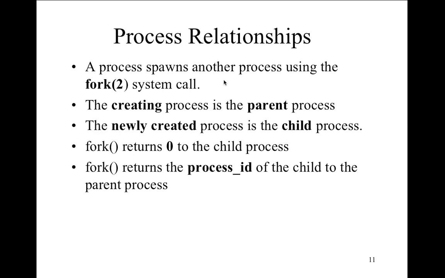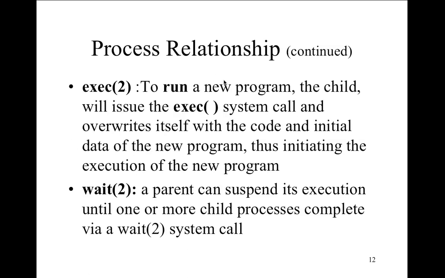So fork returns 0 for a child process, and it returns the process ID of a child to the parent process. So parents can keep track of children. Children don't really know anything about anything else. They run. When they die, execution goes back to the parents. So we have a process relationship that exists.